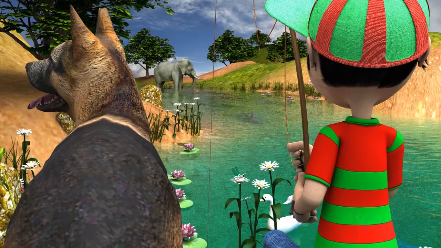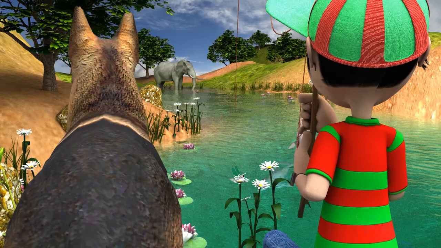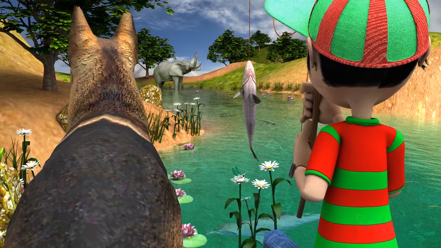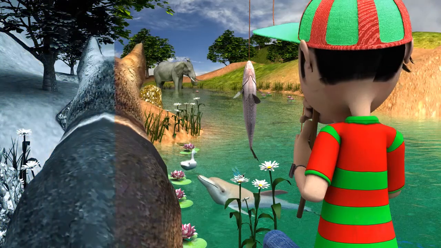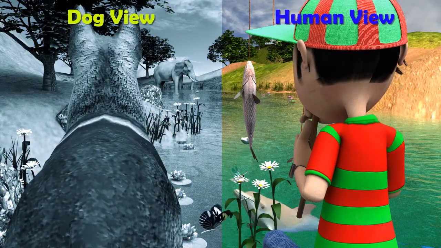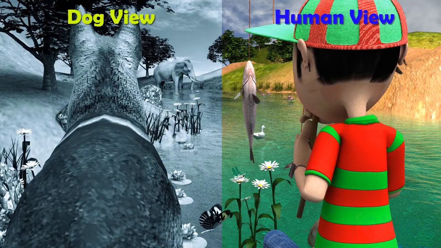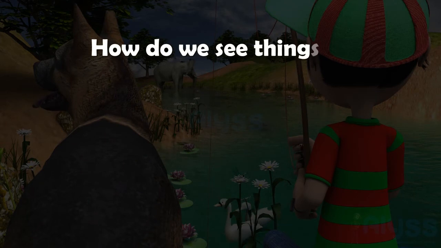Human can see only visible light portion of the electromagnetic spectrum. But other animals can see different types of lights. Like dogs can see only shades of gray. So, do you know how do we see things?